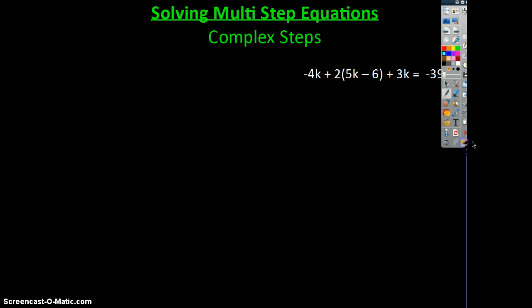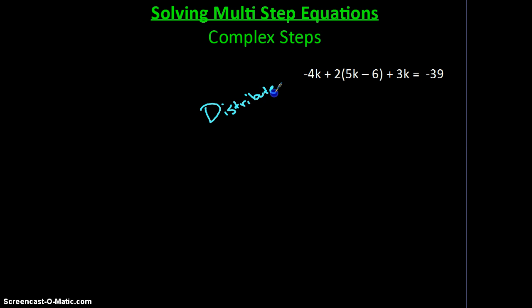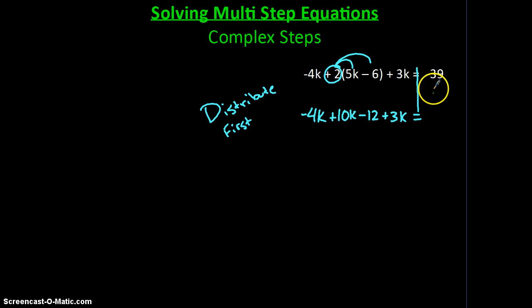And a lot of times we look to distribute first. So if you can distribute, do it first. That's something that we're actually going to work with. So I'm going to take this positive 2 and I'm going to multiply it by both the 5k and the negative 6. Let me drop that down because I lost it. And therefore I have negative 4k is not changing, so I'm just going to drop it in. And then 2 times that 5k gives me a positive 10k. 2 times that negative 6 is a negative 12. And then I didn't change the 3k, so I'm going to drop that guy in. I didn't change the negative 39, so that guy gets dropped in as well.